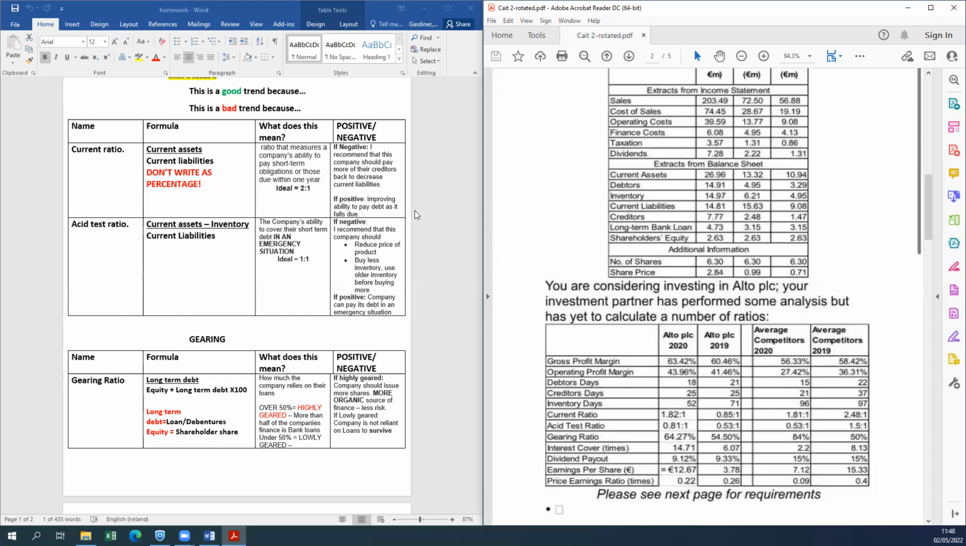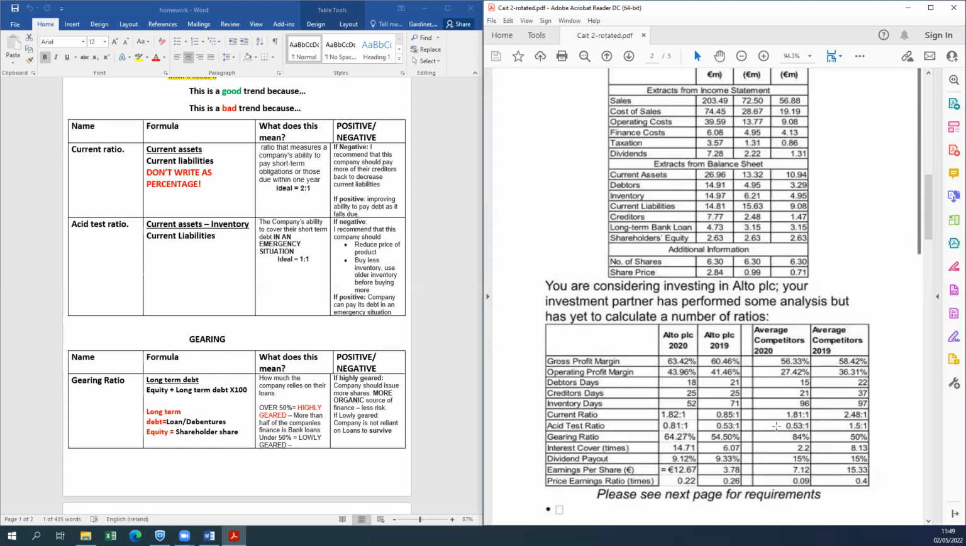If this is negative, right? If this isn't one to one, it should be one to one. You should definitely have as much assets as liabilities without inventory. Let's see what we have here. See, this is dangerous now. The company would become illiquid if their creditors ask for all that money back. It's very rare, but the company wouldn't be able to pay it back.